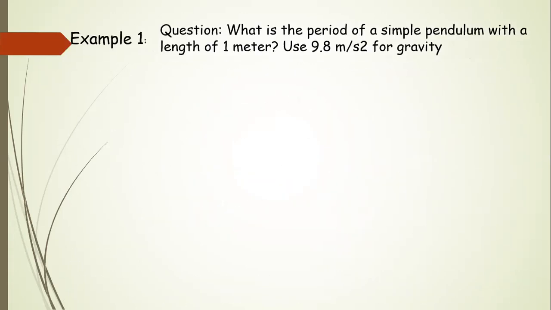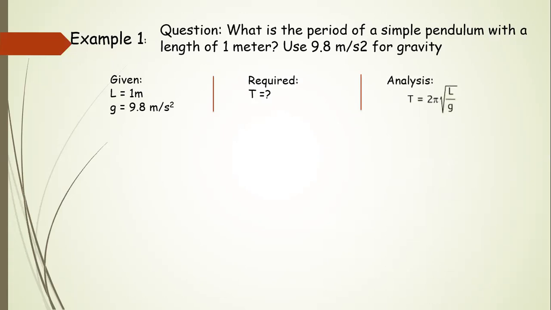Now example 1. Question: what is the period of a simple pendulum with a length of 1 meter? We are going to use acceleration due to gravity as 9.8 meter per second square. That is a more accurate value; we usually take it approximately 10 meter per second square. You can take either. Now the solution. First, given: L is equal to 1 meter and g is equal to 9.8 meter per second square. Required is T, the time period of the pendulum, and the formula is T = 2π√(L/g).